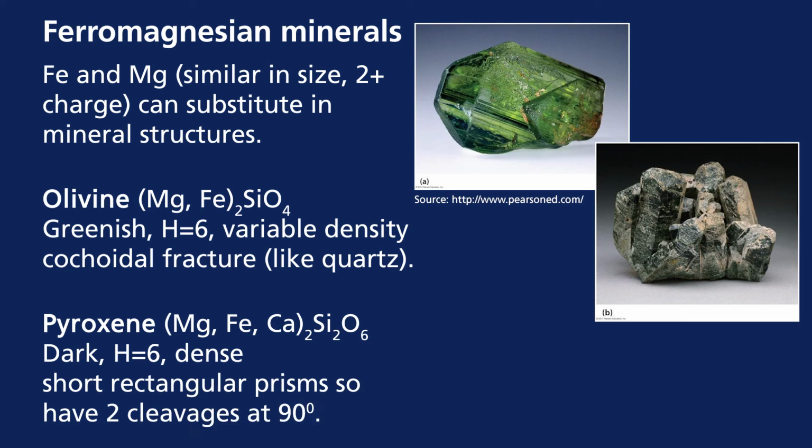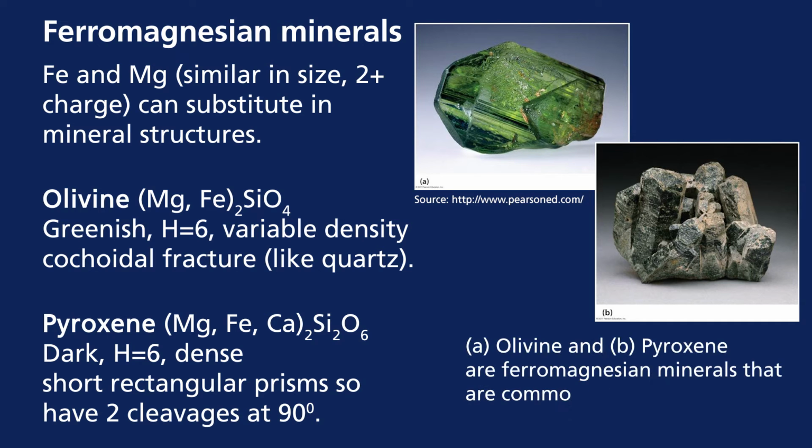And pyroxene, photo B, which is SiO3 or Si2O6 with either magnesium or ferric elements, or calcium in this case. Again, a Mohs scale of 6, hardness of 6, and it's quite dense. It is not a conchoidal fracture, it has 2 cleavages at 90 degrees.